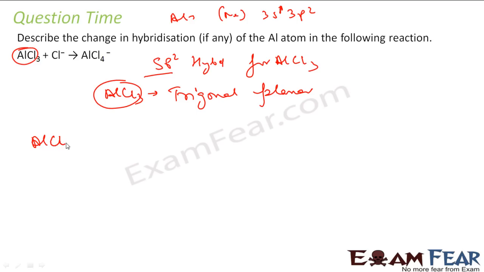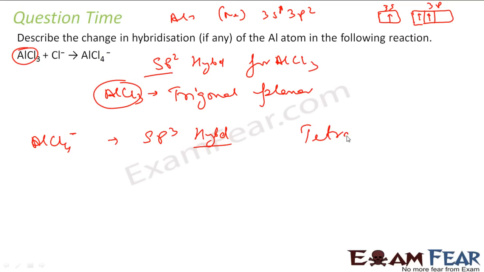But when I talk about AlCl4 minus, it has to be 4 orbitals, right? The empty 3p orbital which it has, that also is involved in the hybridization, and sp3 hybridization takes place here. And it gets tetrahedral shape. Why? Because if you see AlCl4 minus, it needs 4 bonds, right? So it has to be sp3 hybridization. Correct?